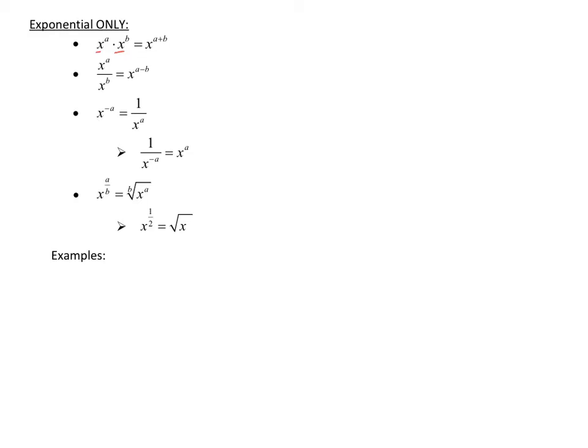That might look something like if I had 5 to the x times 5 to the y, then I would get 5 to the x plus y. Another example might be, let's say we have 2 to the 7th times 2 to the 3rd, which would give me 2 to the 10th.